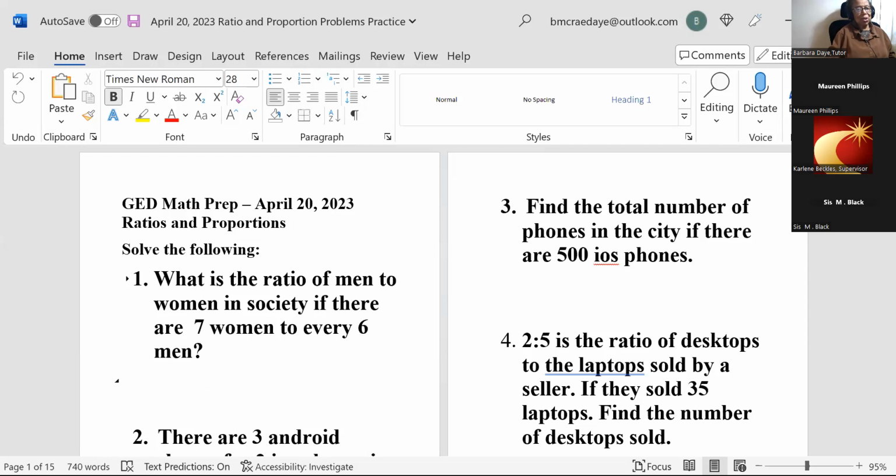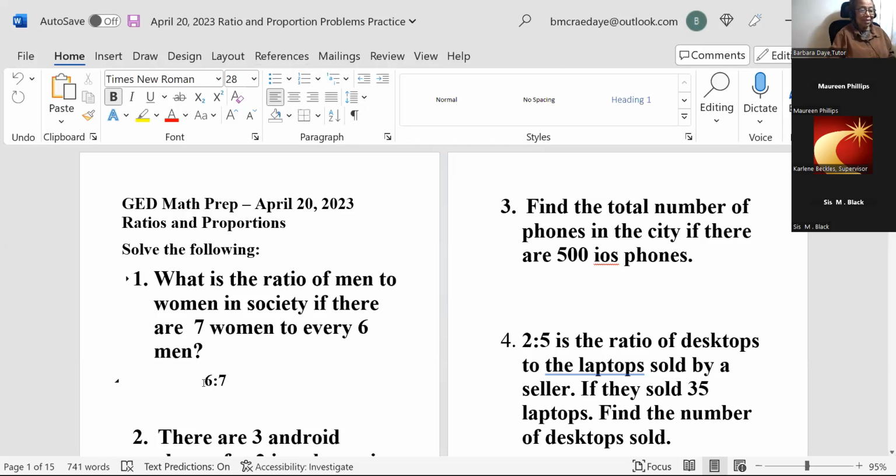Maureen, a ratio is comparing two quantities. You just gave me a number. It's 7 women to 6 men. That's what you're saying? 7 women to every 6 men. So what would be the ratio of men to women? The only way I can think is this. Ratio is comparing two quantities. How many men? 6 men. Okay, how many women? 7. So the ratio is 6 to 7. That's it.